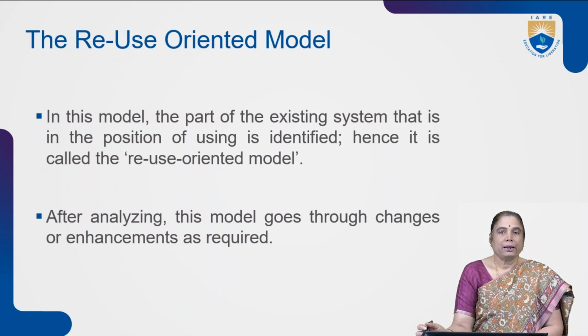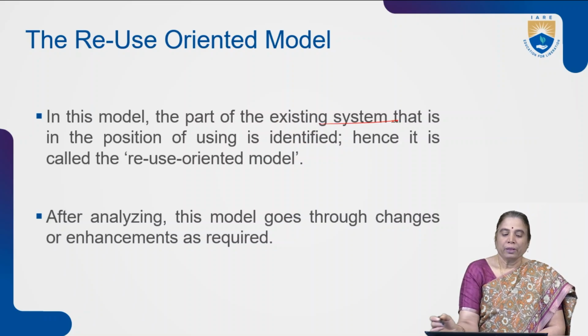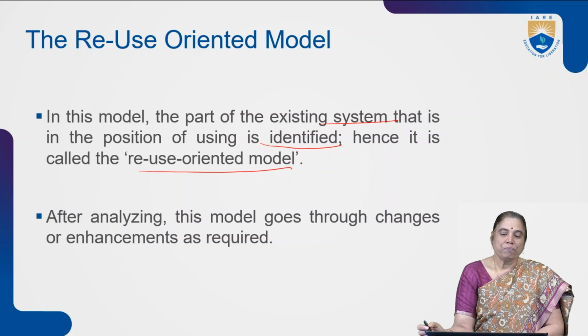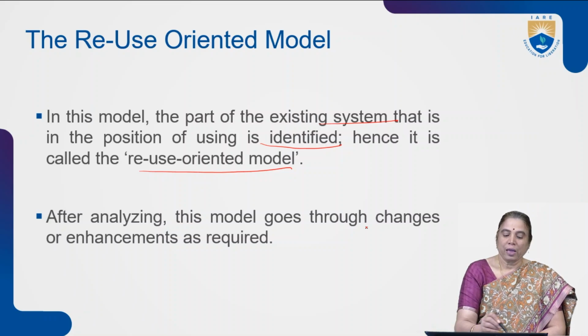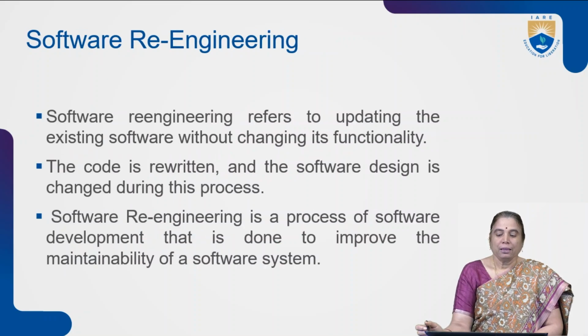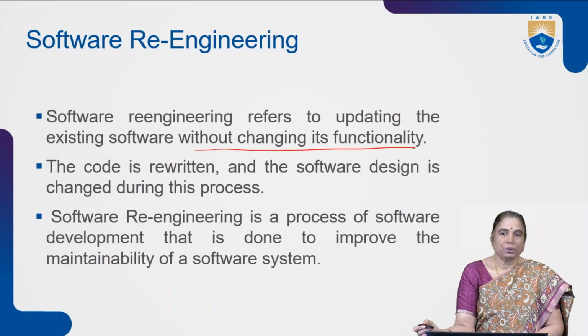The reuse oriented model. In this model, the part of the existing system that is in a position to be reused is identified, that is, where the change is required and where the reuse oriented model can be implemented. So the area of impact of the reuse oriented model is identified after analyzing, and this model goes through changes and enhancements as required. Software reengineering refers to updating the existing software without changing its functionality.